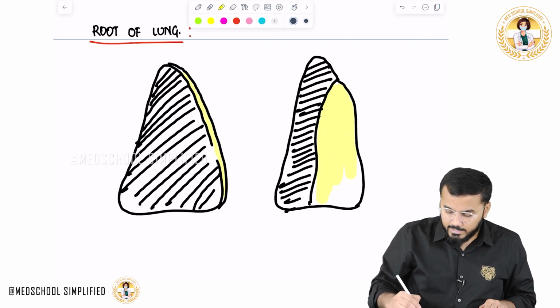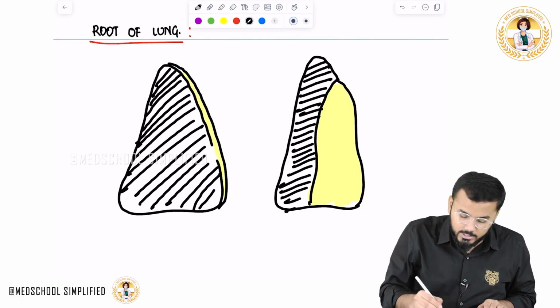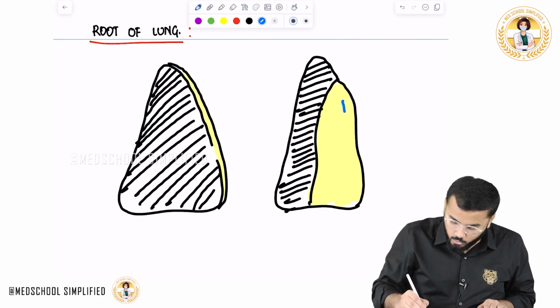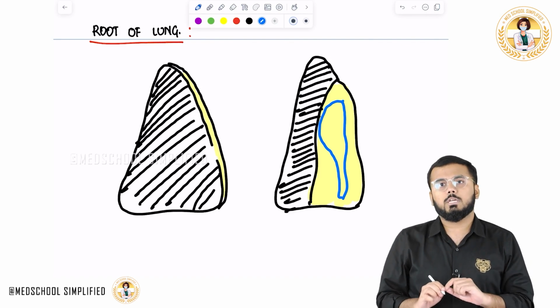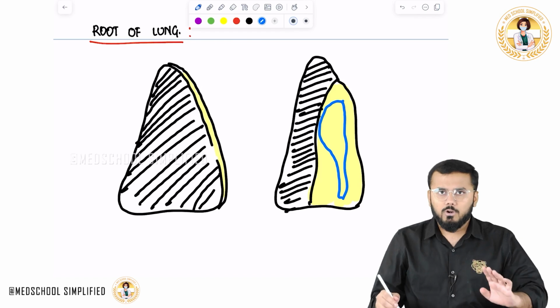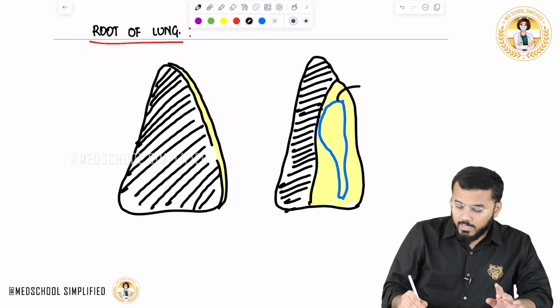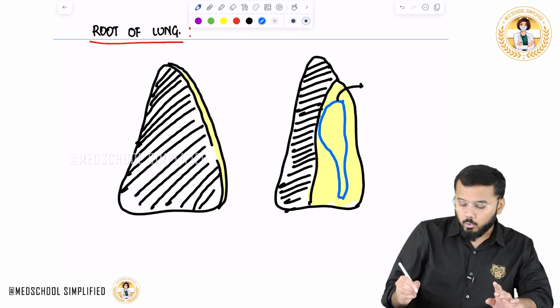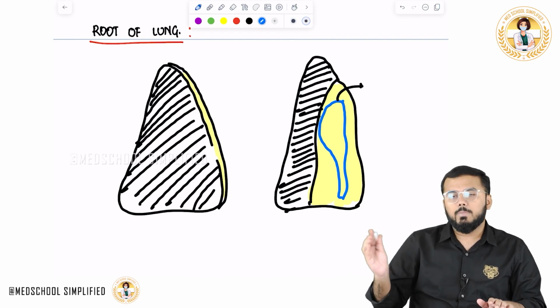Now within this medial side, there is one very important structure which you have to understand. Here on the medial side, you have this particular structure which I am drawing here. This is called the root of the lung. Within this root, you have bronchi, arteries, and veins. We shall discuss these now. But I want you to know where the root of the lung is located. It is towards the medial side, the side facing the mediastinum.